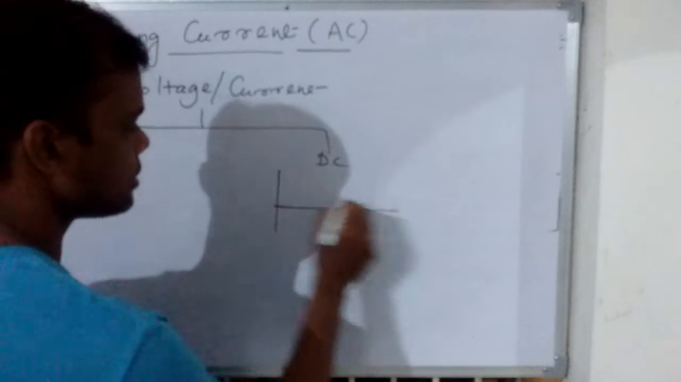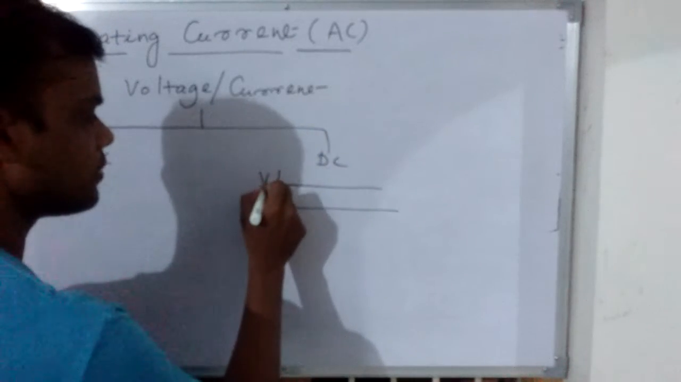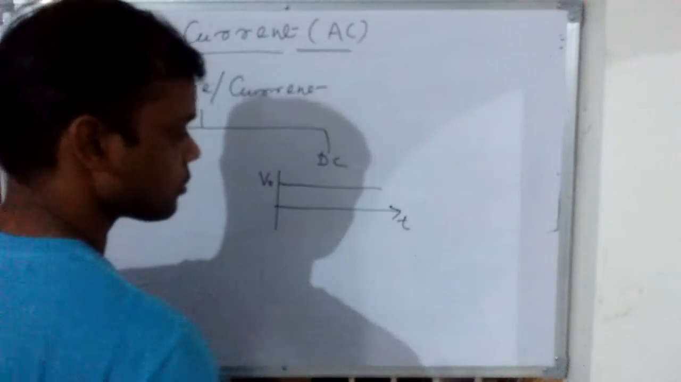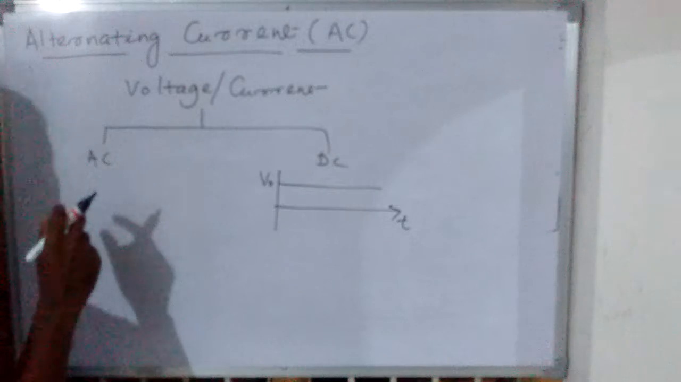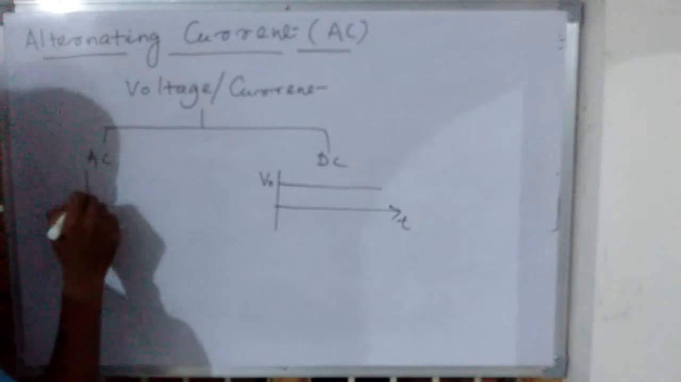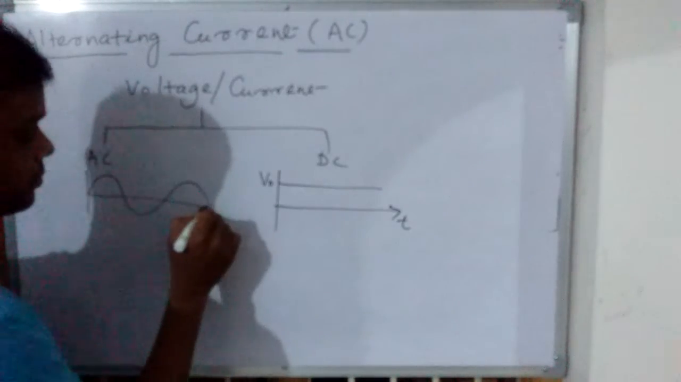A typical DC voltage is a constant value. It could be any value, let it be V naught. With time it is constant. But AC is a typical sinusoidal wave, like this.